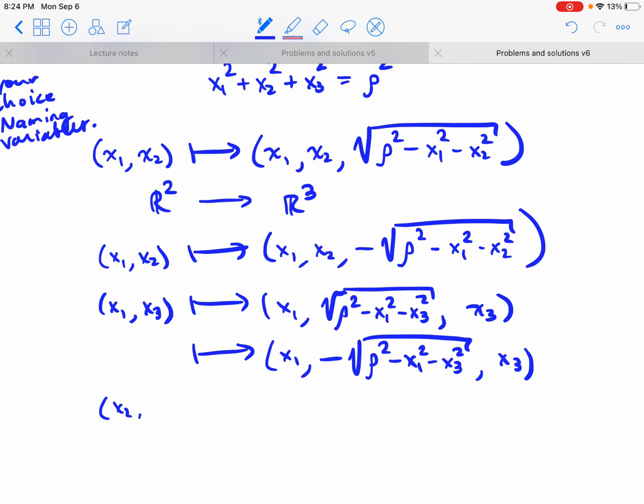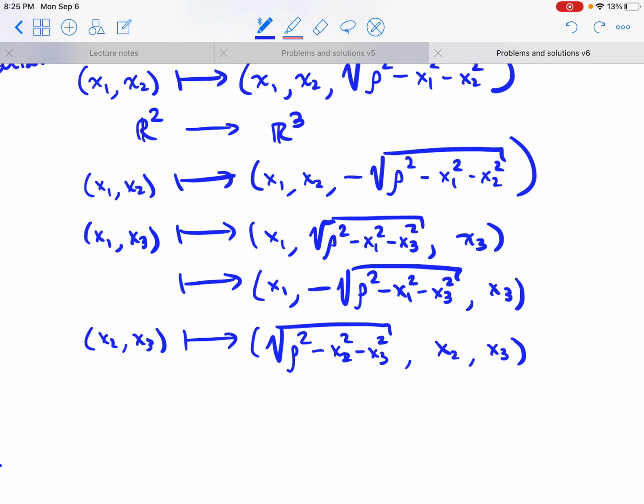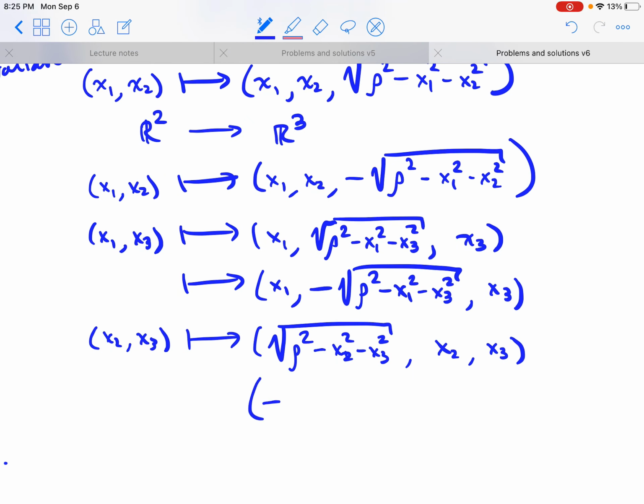sphere. And so now I could also have chosen x2, x3, and I could have solved for x1 up here in terms of x2, x3, and that would give me another map, say square root of rho squared minus x2 squared minus x3 squared, comma x2, x3. So now the x2 and x3 are the same as my parameters. Or I could have taken the minus.